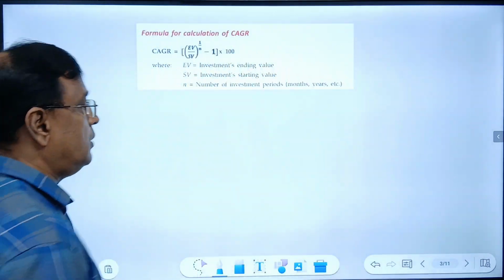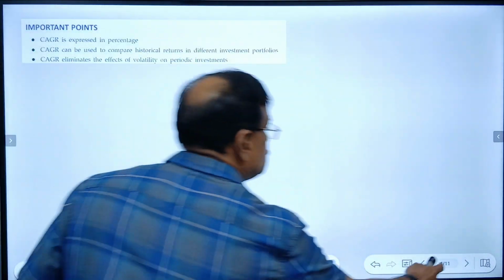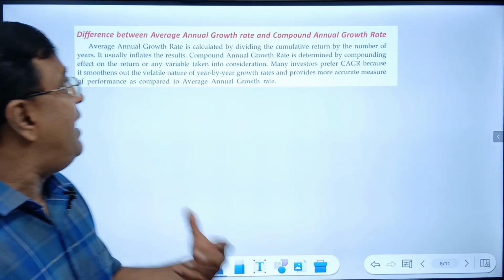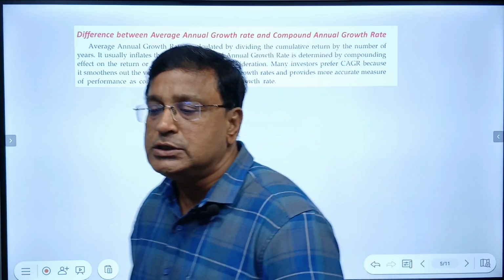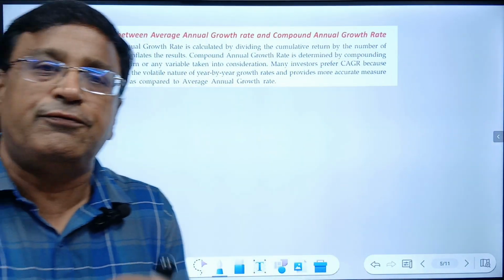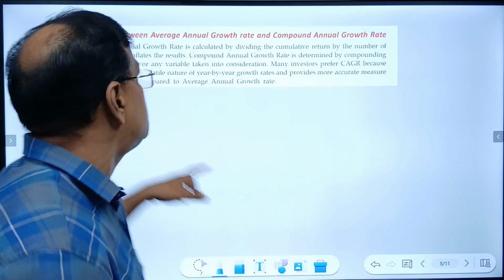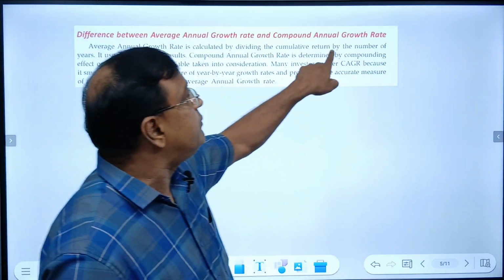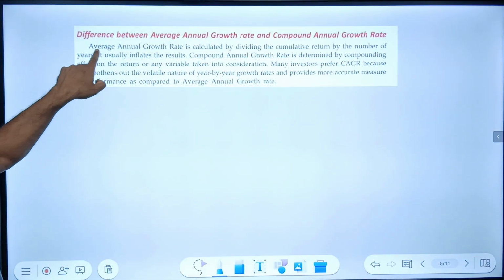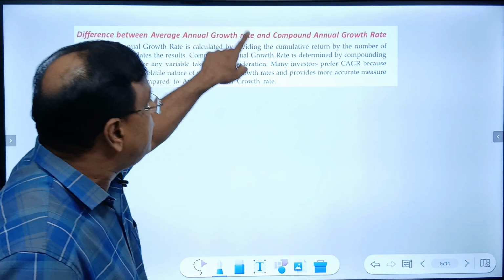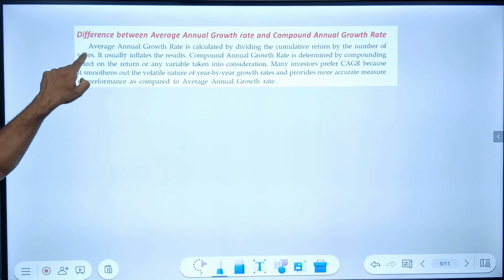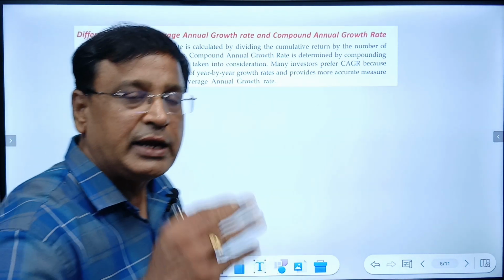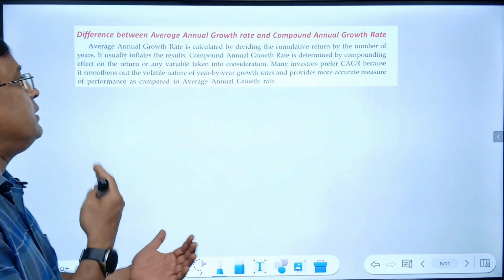Now, before we go to this, another very important thing that you should know is, what is the difference between an average annual growth rate and compounded annual growth rate? In average annual growth rate, you take different growth rates and take the average. That's what we generally do, right? It's a cumulative return over a number of years. Average annual growth rate is calculated by dividing the cumulative return, the total return, by the number of years. But that will not give you the correct value. It may give you an inflated value because it doesn't take into account the volatility of the market.